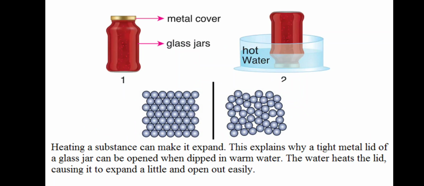Heating a substance can make it expand. This explains why a tight metal lid of a glass jar can be opened when dipped in warm water. The water heats the lid, causing it to expand a little and open up easily. There might be some case where a can has a metal cap and it's hard to open. So just put it in warm water. After a while, the cap opens nicely. The reason is because the metal cap expands in warm water. Because of the heat, the particles expand and become loose, and that is why you're able to open it easily.